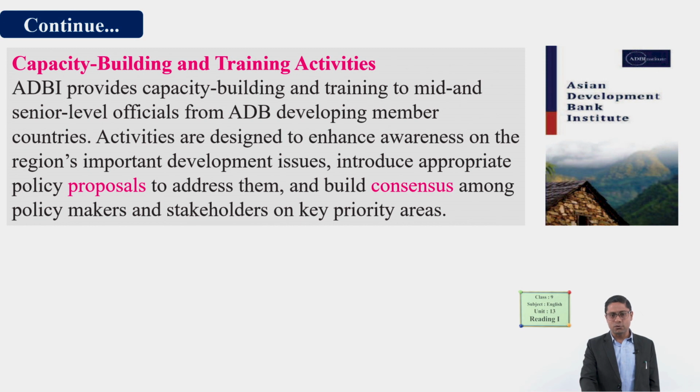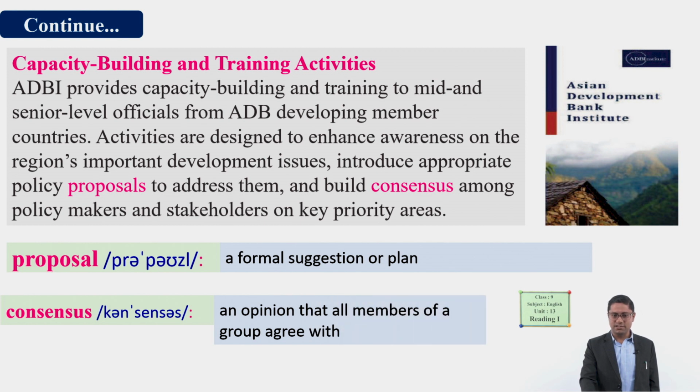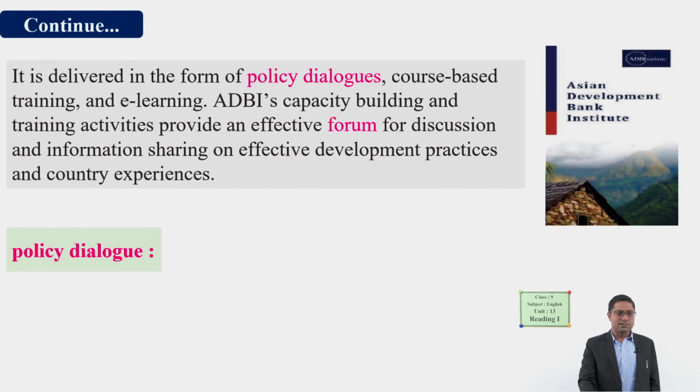So, see there two words are highlighted, they are useful for you while doing exercises also. The first one is proposal. See there, the meaning is a formal suggestion or plan, and consensus, okay, it means an opinion that all members of a group agree with. Let us move ahead. It is delivered in the form of policy dialogues, course based training and e-learning.